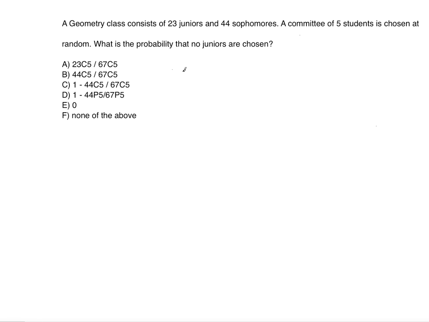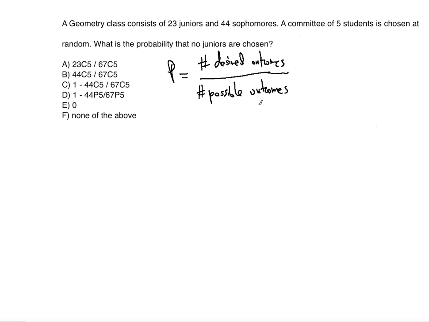So here, obviously, the probability will be estimated by the number of desired outcomes, divided by the number of possible outcomes. Possible means everything possible, right? All outcomes combined. Okay? So here, let's break it down theoretically.